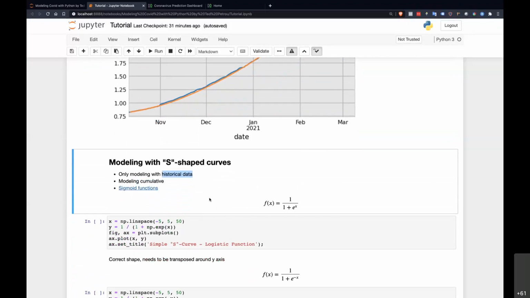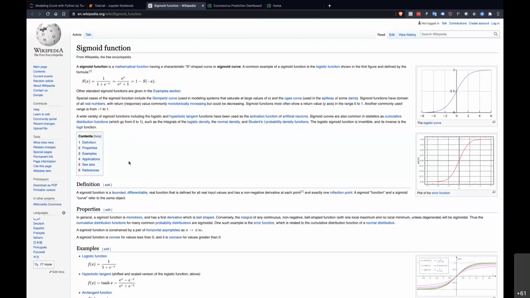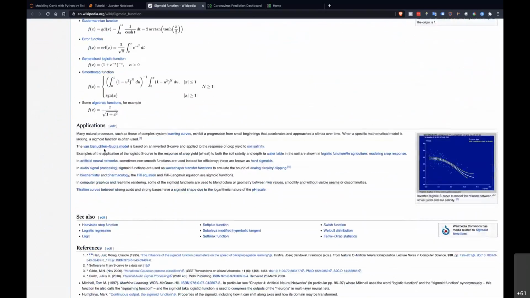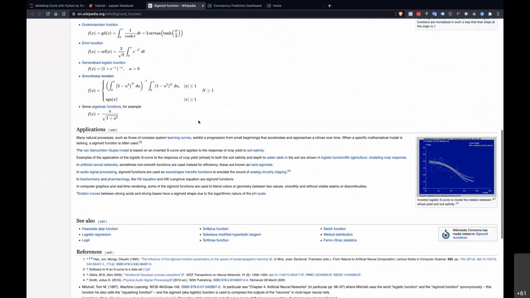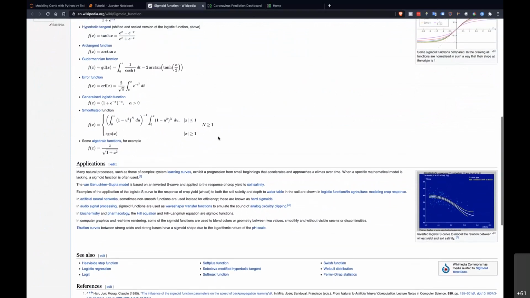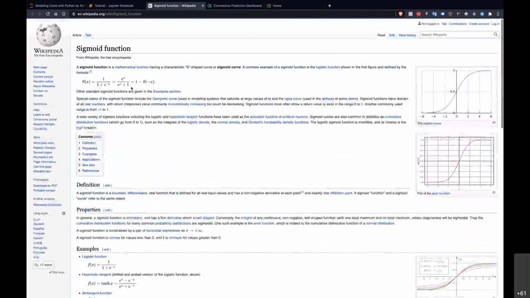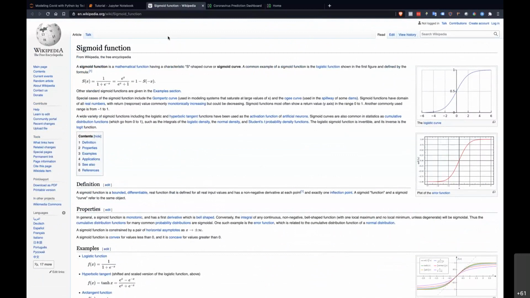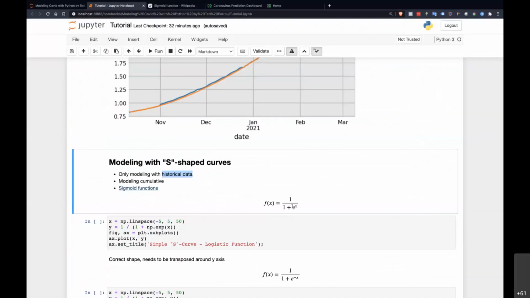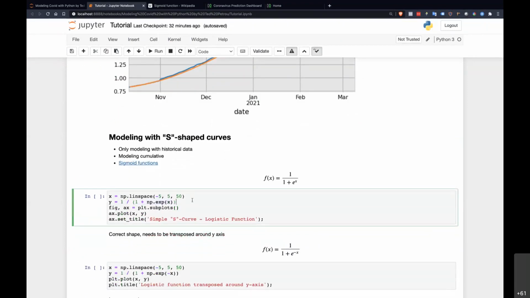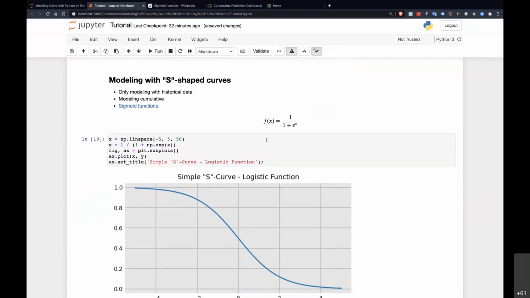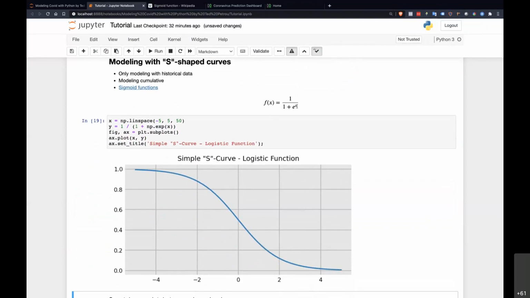So a class of functions that make this S-shaped are called sigmoid functions. And if you click on this, it's just the Wikipedia link to it. But if you look down, I believe there are more applications, and I think it does talk about modeling pandemics somewhere. But anyways, the simplest one is just 1 over 1 plus e to the x. And here's that function. And so just to show you what this looks like, we're going to make some points from -5 to 5 and run them through the logistic function, which is this, 1 over 1 plus e to the x.